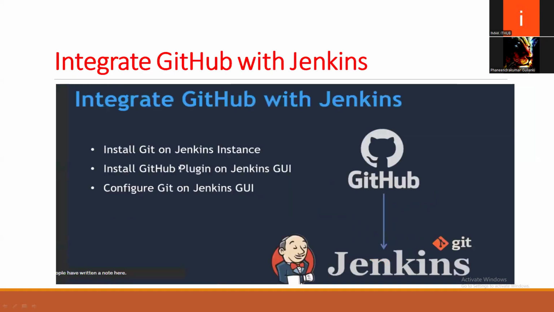Integrate GitHub with Jenkins. Install Git on the Jenkins instance. Yeah, we install Git on the Jenkins instance. Install the Git plugin on the Jenkins GUI. Yeah, we install it on the GUI. Then configure Git on Jenkins. You can configure Git on Jenkins.